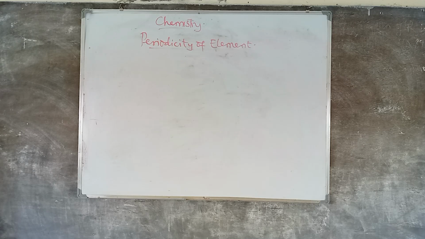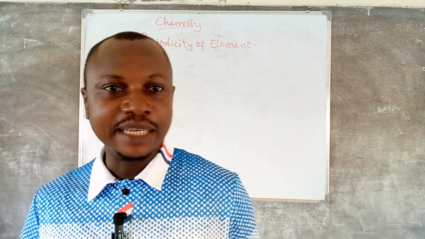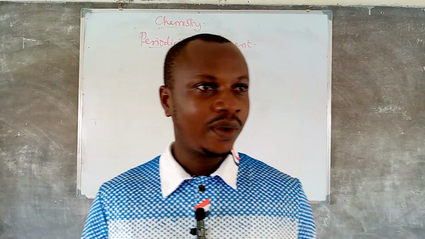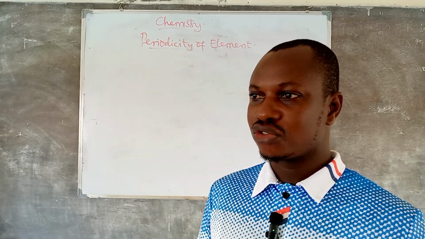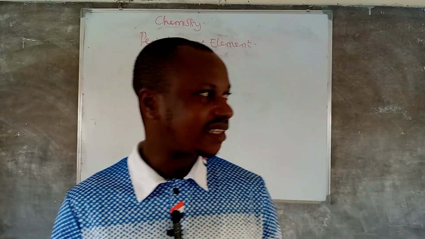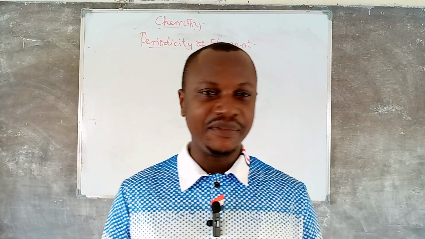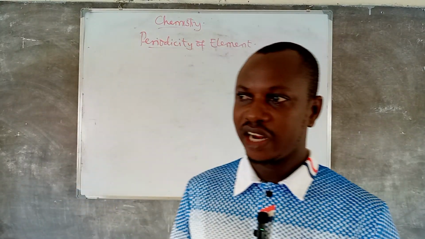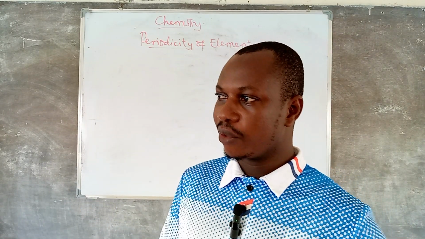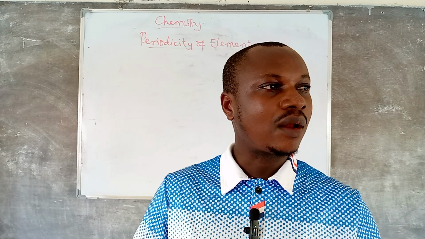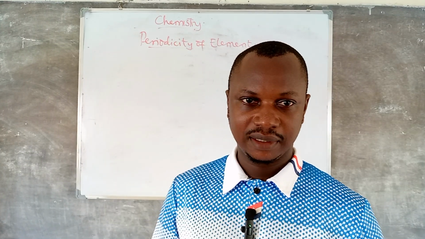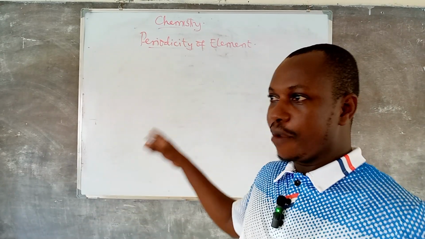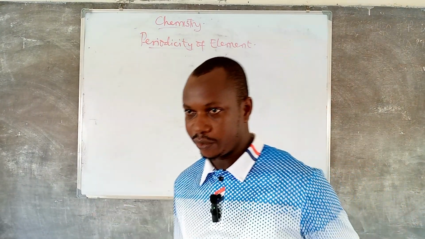Periodic table. Elements are arranged in the periodic table. This is where all the elements are arranged, and it was developed by a scientist called Dmitry Mendeleev. He's a Russian chemist. He developed the periodic table that contains all the 118 known elements. All of them are arranged in a place called the periodic table.